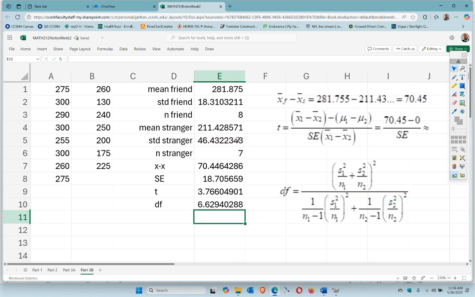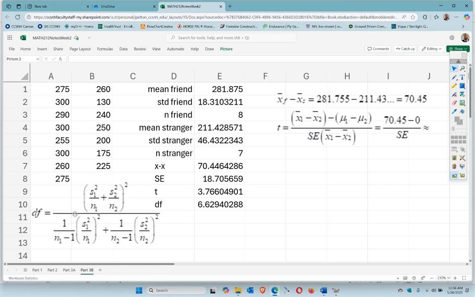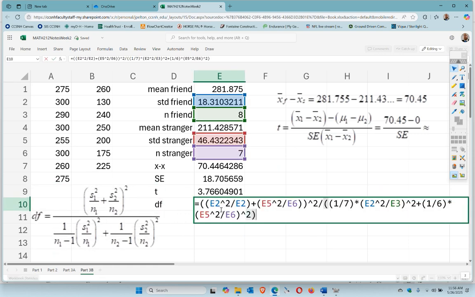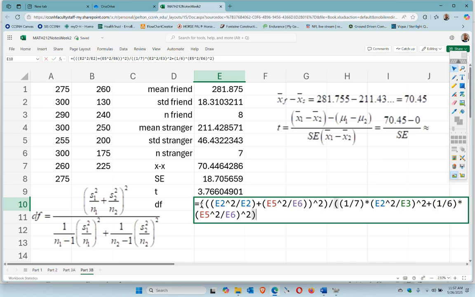Okay. All right, so 6.62. Let's just double check this if it's correct. All right, so we have I square the friend divided by 8, right? Plus I square the stranger divided by 7 squared, right? I wonder if an extra set of parentheses here makes a difference or not, just for argument's sake. No, does not. Makes no difference.